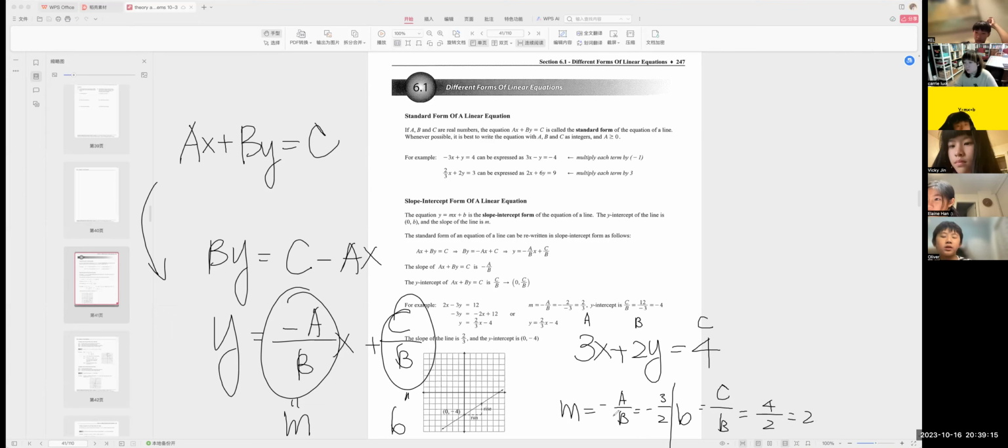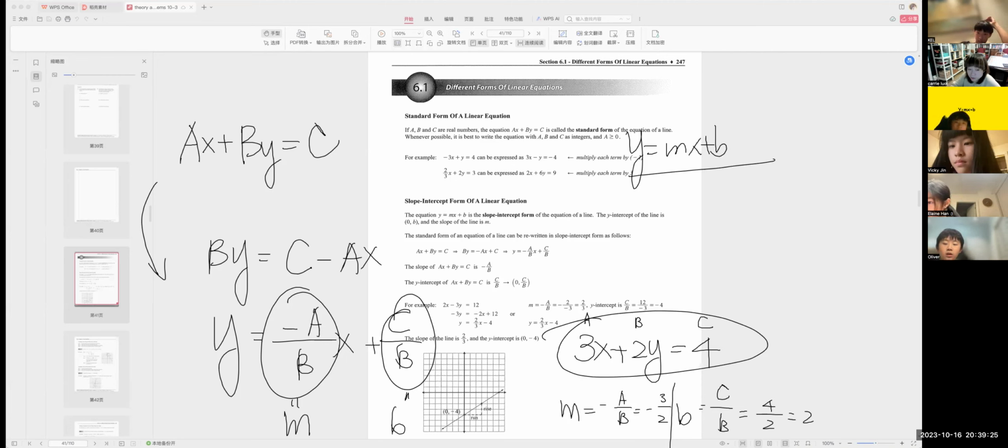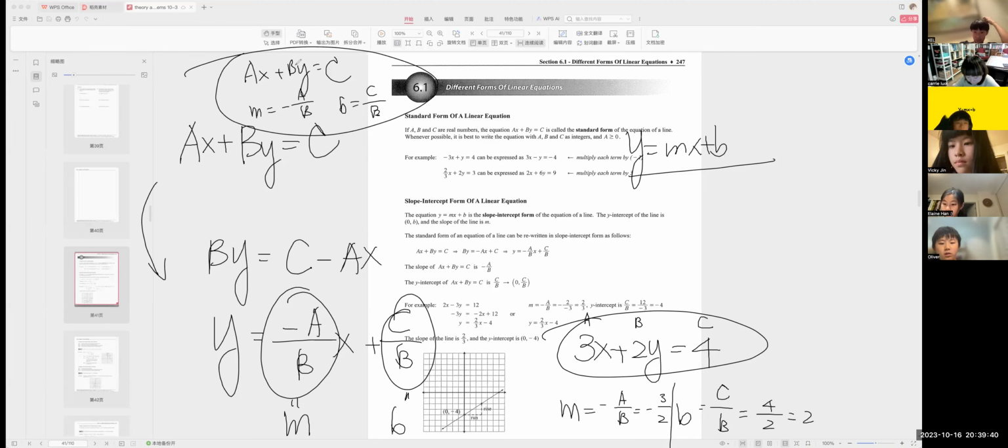Got it? So with this method, you don't necessarily have to transfer them into the y equals mx plus b form. This form is also okay. So I want you to write down: with ax plus by equals c, m equals negative a over b, and b equals c over b. Please write. Ax plus by is equal to c.